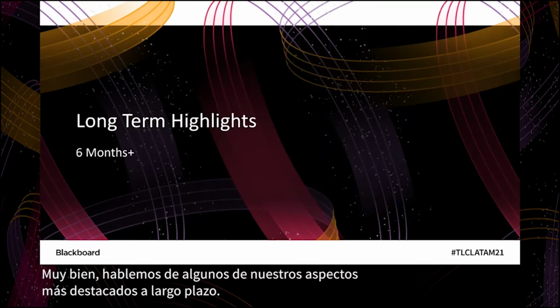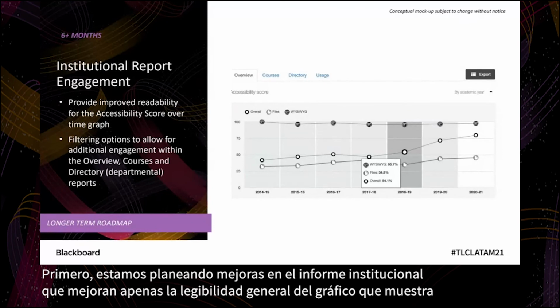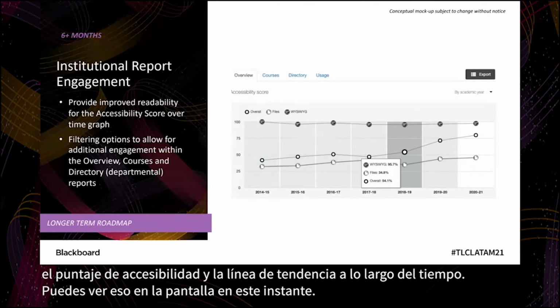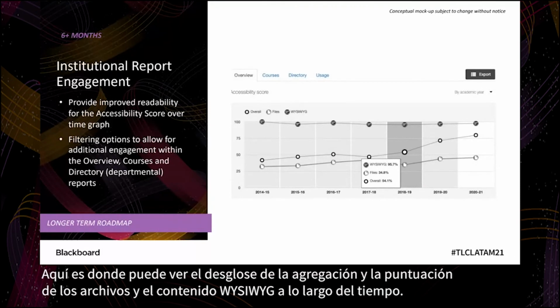All right, let's talk about some of our longer term highlights. So first, we're planning on improvements to the institutional report that improve the overall readability of the graph that shows the accessibility score and trend line over time. You can see that on screen right now. And this is where you see that aggregation and scoring breakdown for files and WYSIWYG content over time.